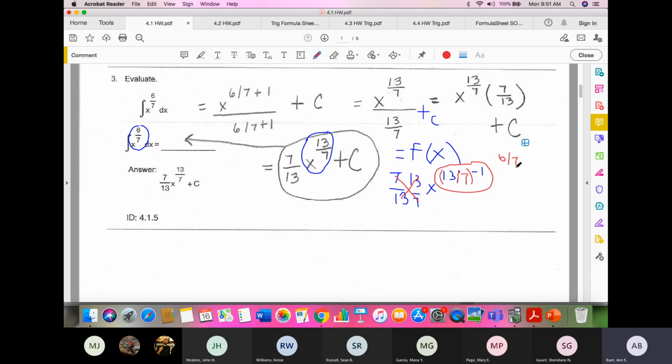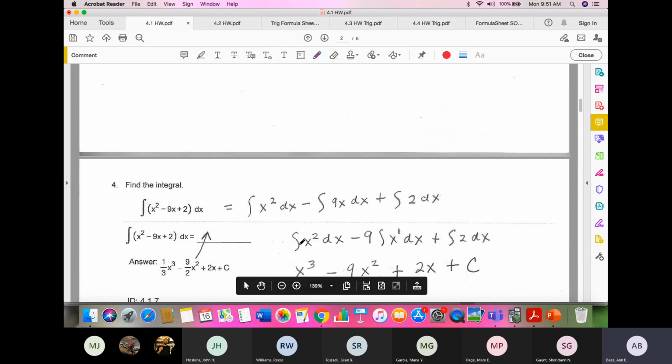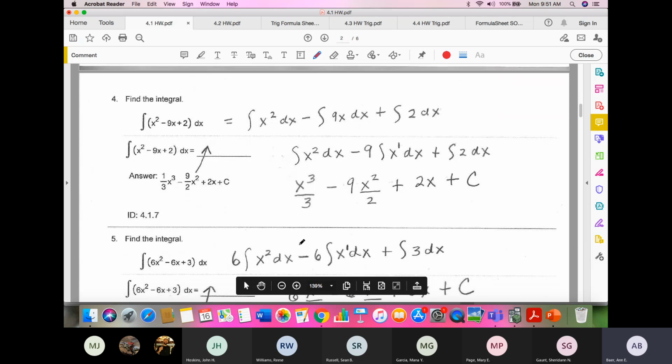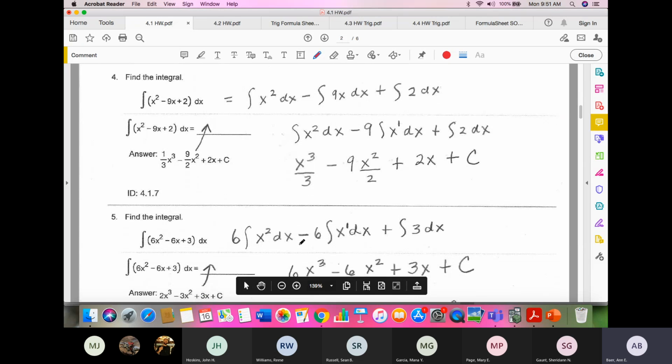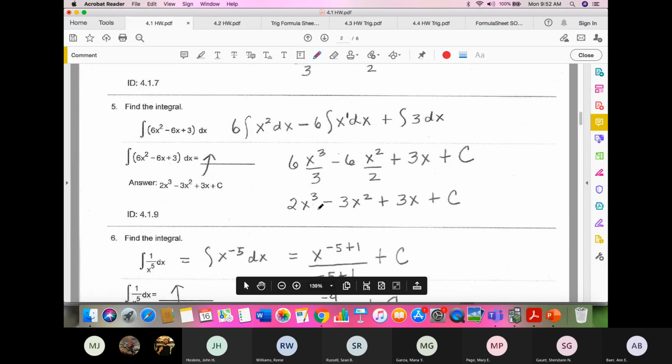Any questions on problem number 3? So we'll look at some more. If you aren't feeling super comfortable with this yet, that's okay. So let's not look at 4, let's look at 5. So number 5, we want to find this integral right here.